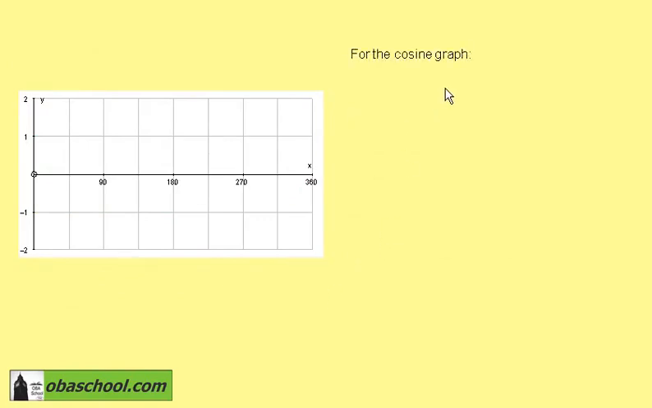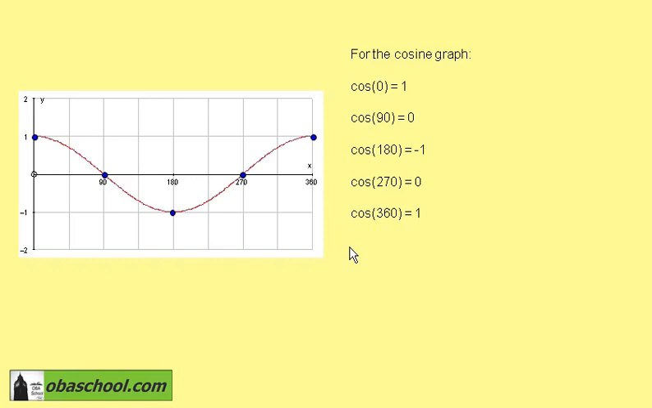Now let's look at the cosine graph. The cosine of 0 is 1. The cosine of 90 degrees is 0. The cosine of 180 degrees is minus 1. The cosine of 270 degrees is 0, and the cosine of 360 degrees is 1. The curve looks like this.